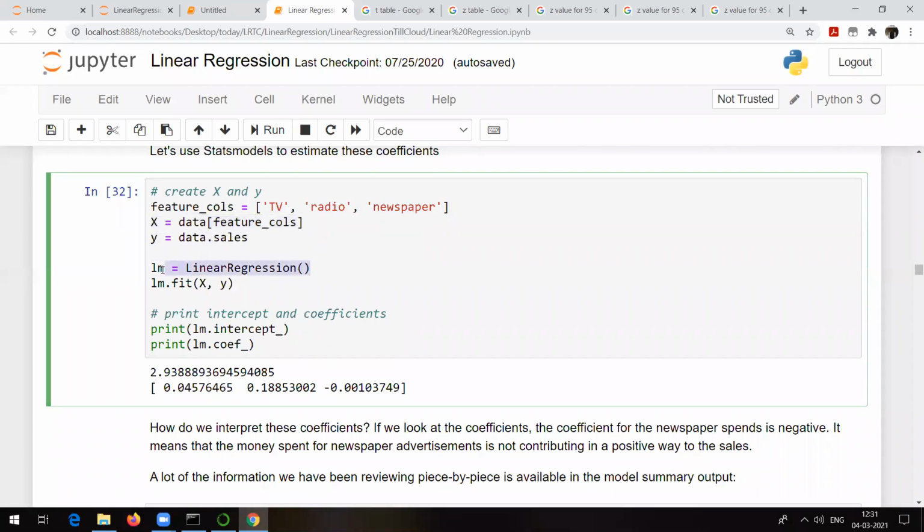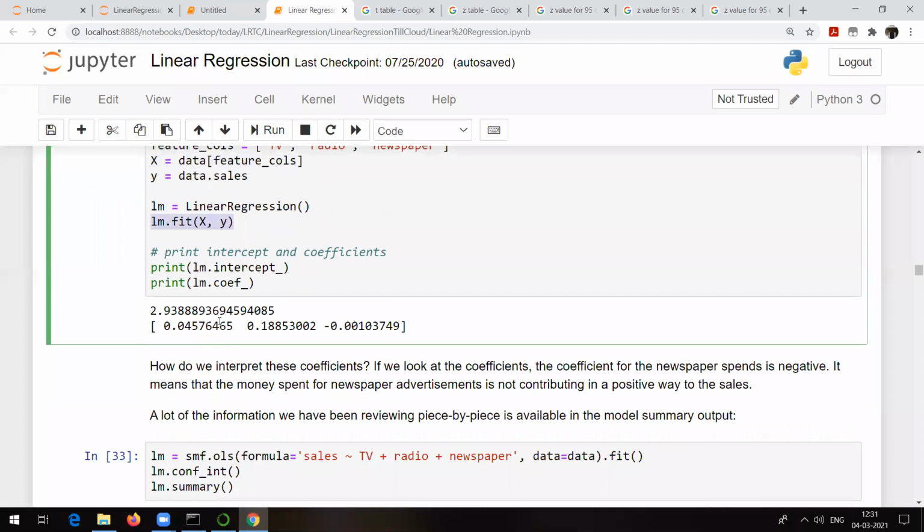Again, I am calling the linear regression model. I create an object of that linear regression method and train the model with the help of the fit method. And I calculate the intercept value and the coefficient values. So the coefficient value for TV is this, the coefficient value for radio is this, and the coefficient value for newspaper is negative.